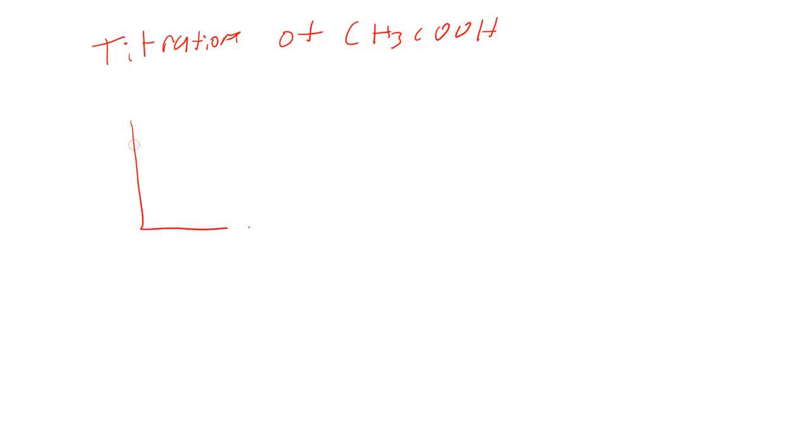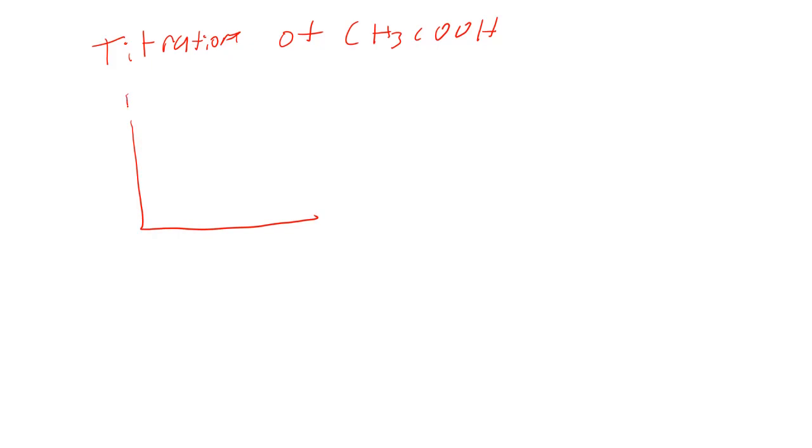So let's talk about what happens when you titrate acetic acid. Acetic acid does not have a nice, neat little titration curve, or not quite as nice and neat as a strong acid. Remember, acetic acid compared to some of your other acids is weaker. In this case, we're going to use a strong base, sodium hydroxide, to do the titration.